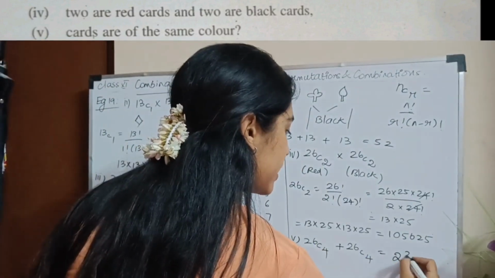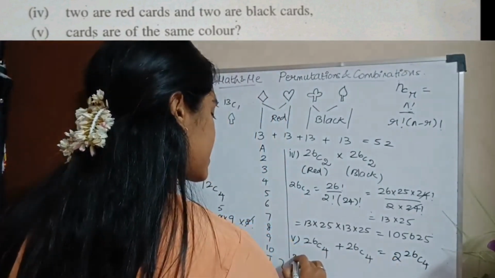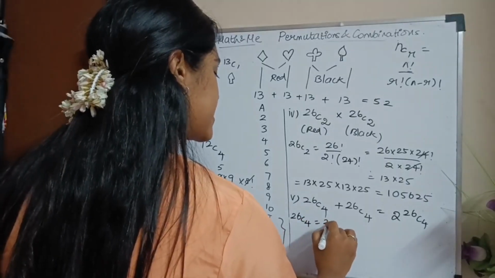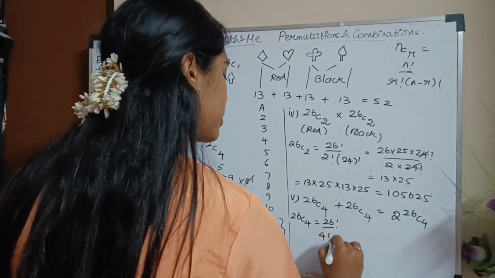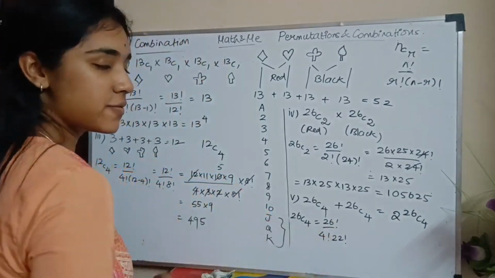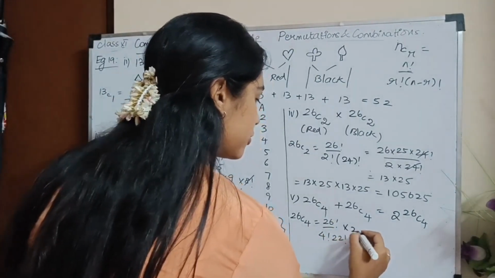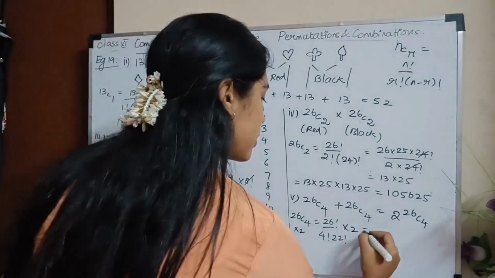So I have 2 times 26C4. What is 26C4? 26 factorial divided by 4 factorial times 22 factorial. 26 minus 4 is 22. So into 2. Don't forget the into 2. I'll just add it here. So what will I have?